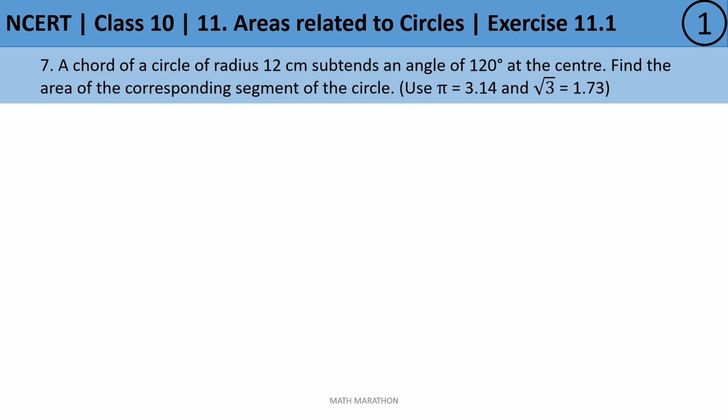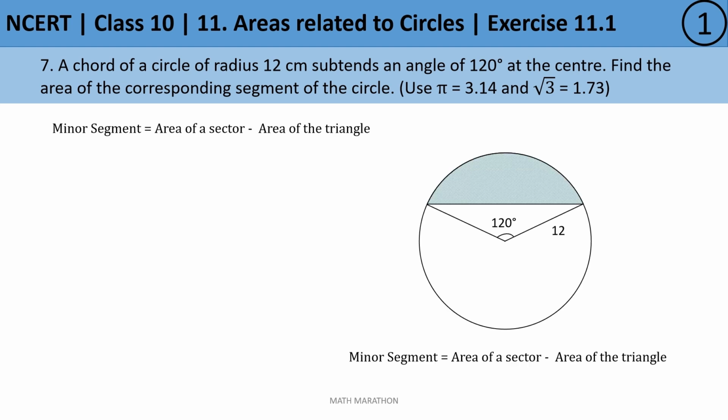A chord of a circle of radius 12 centimeter subtends an angle of 120 degrees at the center. Find the area of the corresponding segment of the circle. Use pi is equal to 3.14 and square root of 3 is equal to 1.73. Minor segment is equal to area of sector minus area of the triangle. Area of sector is equal to theta by 360 multiplied by pi r square.